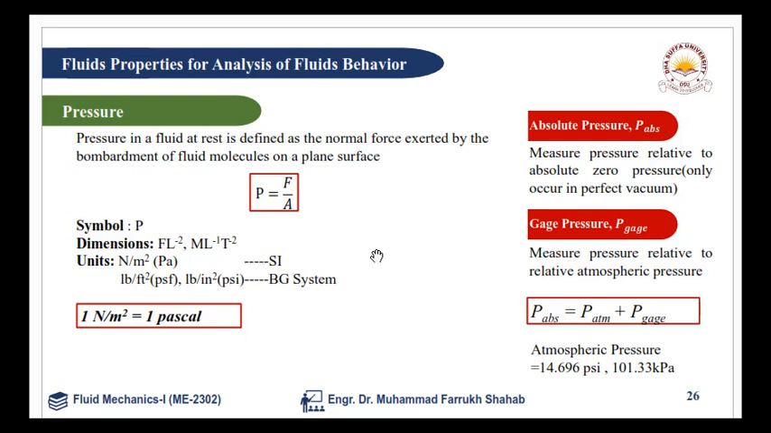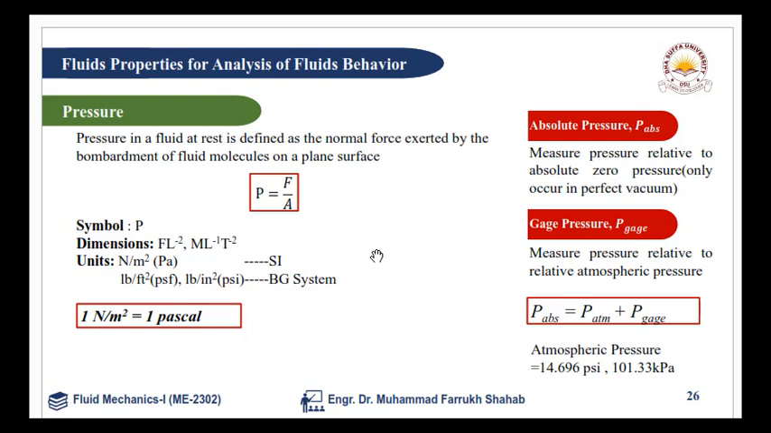Another very important concept to understand about pressure is absolute pressure. Pressure measured relative to absolute zero pressure only occurs in a perfect vacuum. Usually the real pressure of any fluid in a container is the absolute pressure, whereas the gauge pressure is relative to the atmosphere. So if I have to calculate the absolute pressure, that is the summation of P atm plus P gauge, whereas P gauge is basically the real pressure minus the P atm.